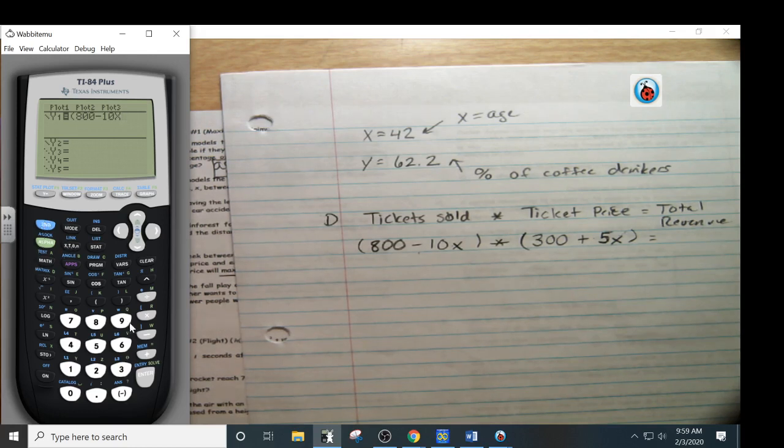All right. 800 minus 10x, parenthesis, 300 plus 5x. So, guys, notice a lot of people say maybe you need to multiply those or distribute. Don't do that because the calculator will do it for you. This is in factored form. Now, I'm going to graph.